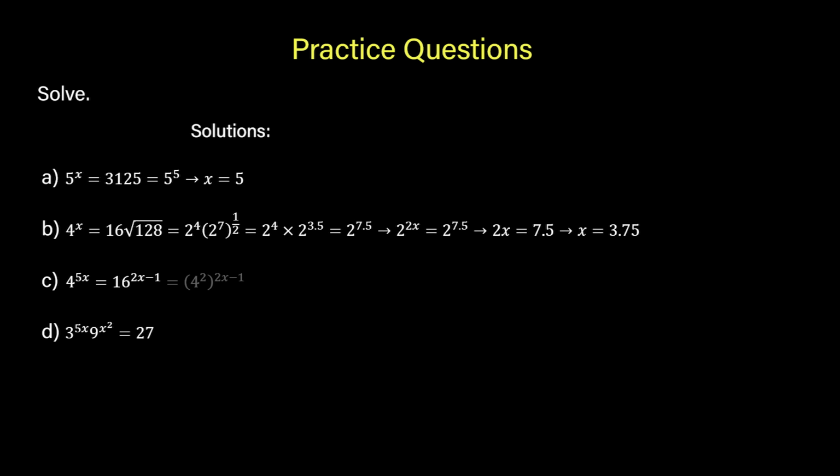C. 16 can be written as 4 squared. So, the right side of the equation can be written as 4 to the power of 4x minus 2. Therefore, 5x equals 4x minus 2, and x equals -2.